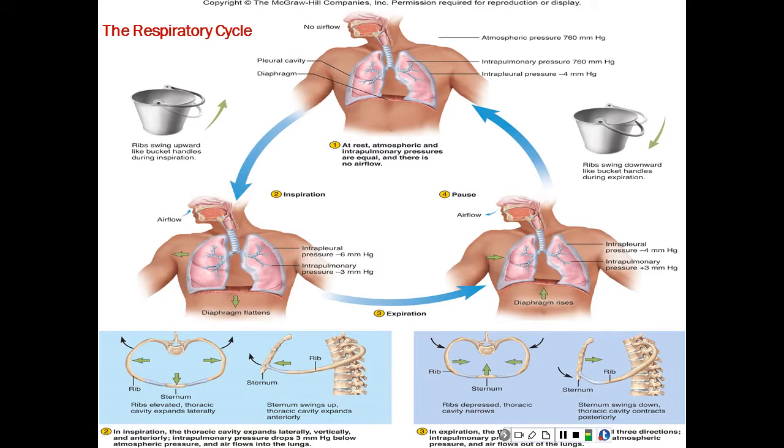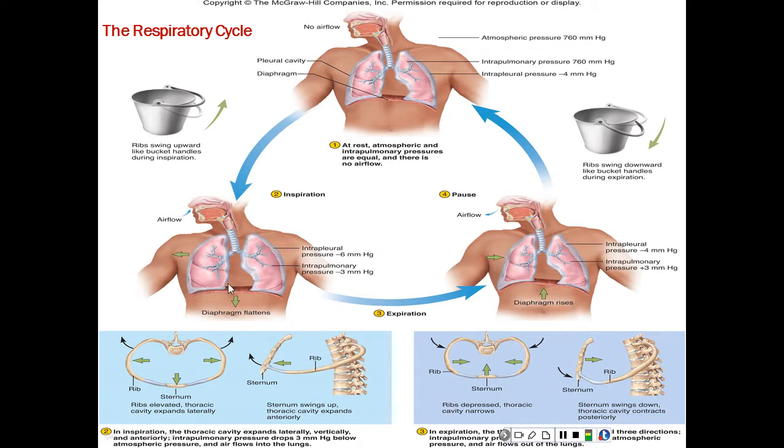Between the 2 layers of the pleura, the intrapleural pressure is a slight vacuum of -4, and it drops to -6 during inspiration. Within the alveoli, the intrapulmonary pressure drops to about -3 millimeters of mercury. Now, another force that expands the lungs is the warming of the air.